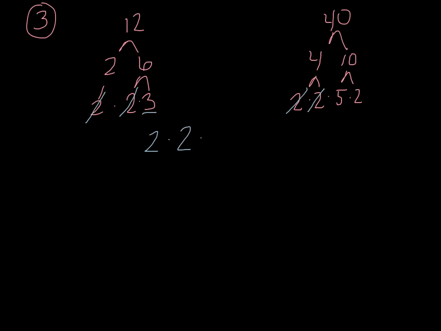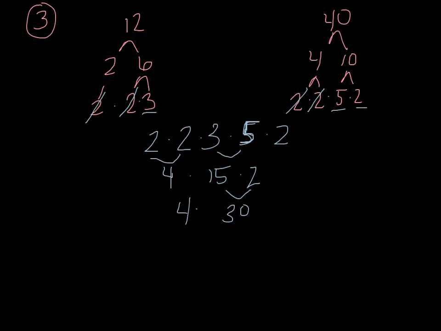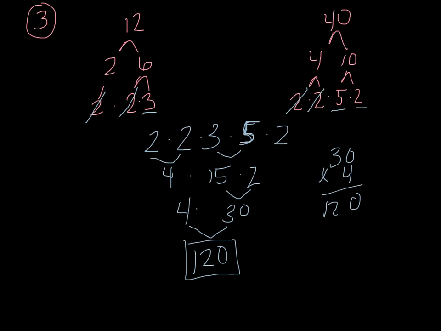So I have a 3 here, times 3. I have a 5 there, times 5. And I have a 2 there, times 2. Okay, so just the ones that they have doubles of, I'm going to write 1 down, and then I just write down the rest of the numbers. So 2 times 2 is 4, times 3 times 5 is 15, times 2, 15 times 2 is 30, times 4, 4 times 30, 120. Okay, so for this one, our least common multiple is 120, between 12 and 40.